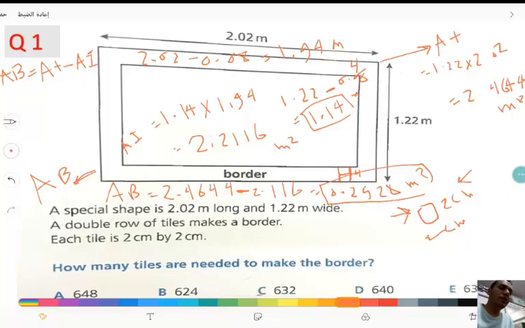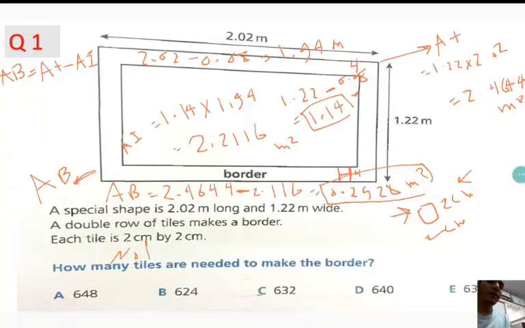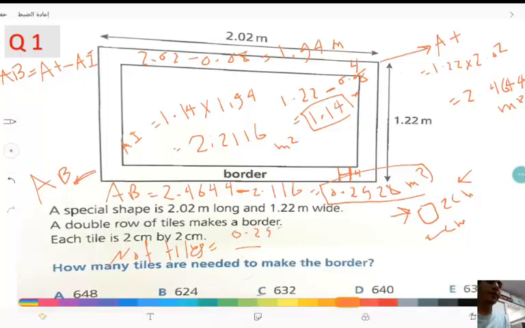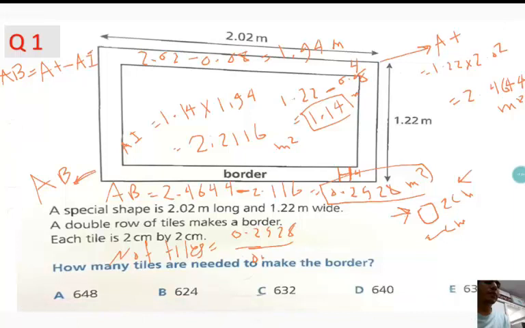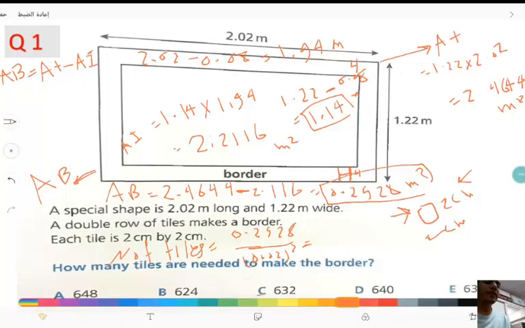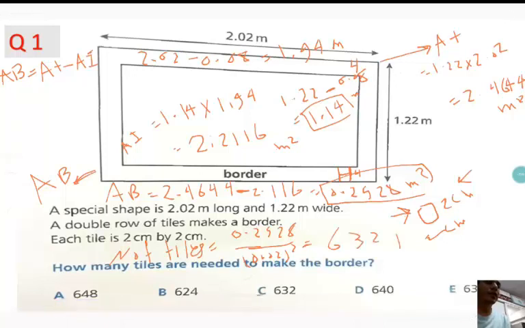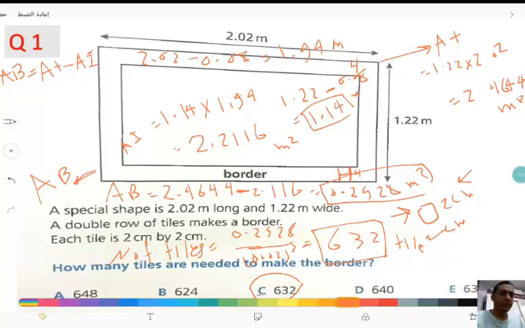To find how many tiles are needed, we should divide this area by the area of one tile. So number of tiles is 0.2528 divided by the area of the tile, 2 cm times 2 cm, which is 0.0004 square meter. Then work out, the answer is 632 tiles. So the correct answer is C. That's it.